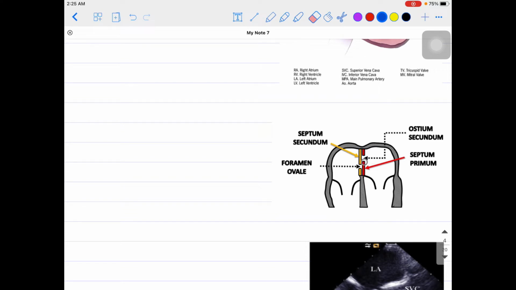This blood will flow through this ostium secundum or the foramen ovale, whichever it could be. Let's say there is a foramen ovale, so this blood will be flowing through this atrial septal defect and then come into the right atrium. Through the right atrium it can go into the right ventricle, and from there into the pulmonary circulation. So that is happening over here.